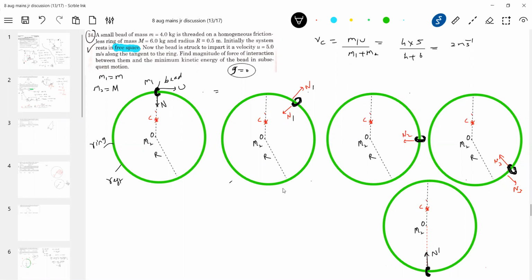So now let's analyze what the question asks. Find the magnitude of force of interaction between them. It is asking that initially. Then the minimum kinetic energy of the bead in subsequent motion. In all the cases, our center of mass will be moving as if nothing has happened. Any reason for that? Because you look at the net force acting on the system. How should the ring move in this position and how should the bead be moving? The bead will be moving in this direction and the ring will be moving in this direction.